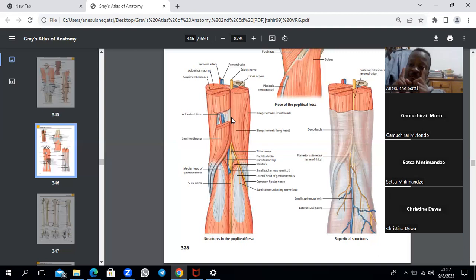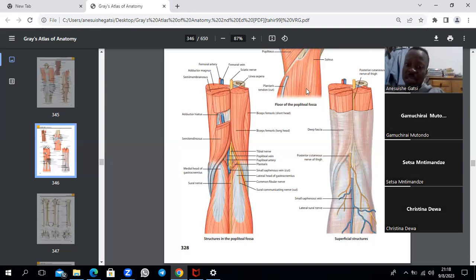So sciatic nerve is a two-in-one nerve. The two nerves travel like they're separate nerves that are bundled up in one sheath. So sciatic nerve is two nerves that are bundled up in the same sheath. And they only get to separate behind the knee joint in this space that we call the popliteal fossa.